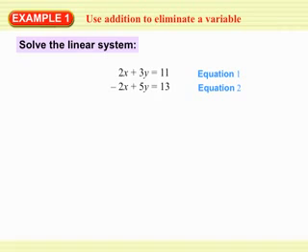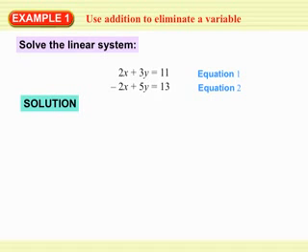Here's an example of how to use this process of adding two equations together to eliminate a variable. Suppose I give you the example above. 2x plus 3y equals 11 is the first equation, and negative 2x plus 5y equals 13 is the second equation. If I simply add these two equations together, remember what I'm really doing is adding the same thing to both sides of the first equation.